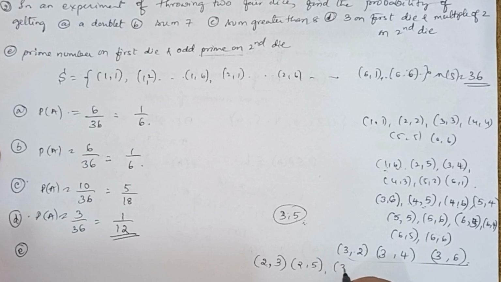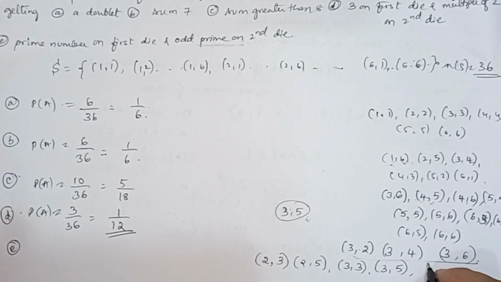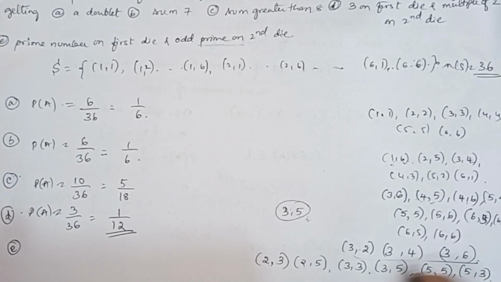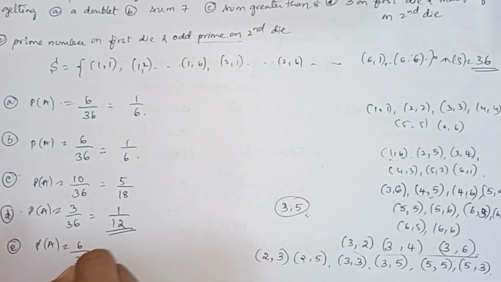Then 3 comma 3, 3 comma 5, then 5 comma 5, and odd prime 5 comma 3. So favorable outcomes are totally 6. Therefore, P of A equals 6 by 36, which is nothing but 1 by 6. So this is how we calculate the probability.